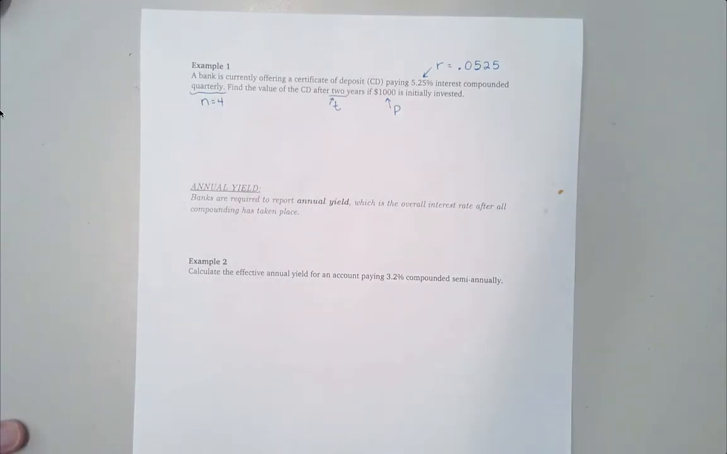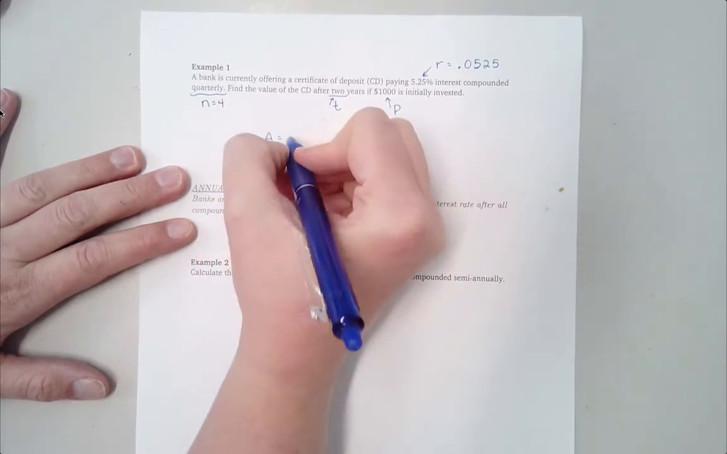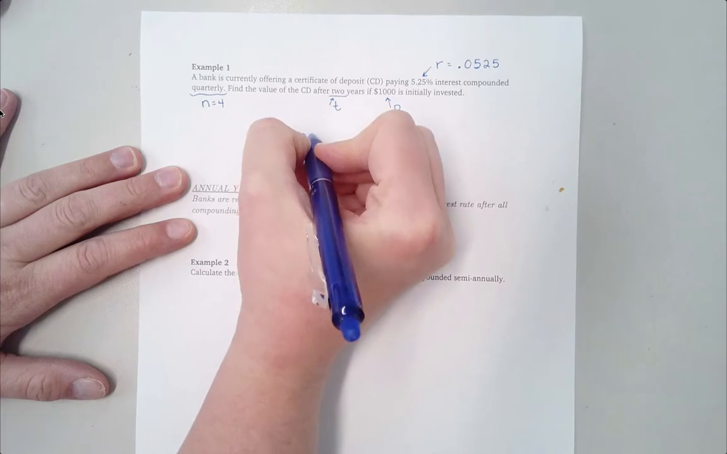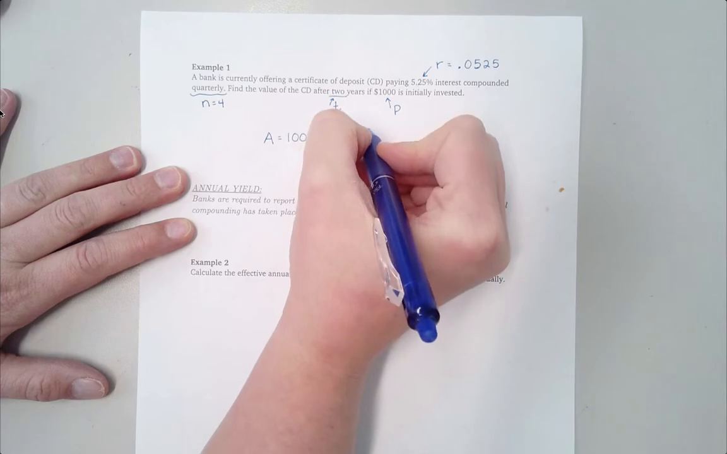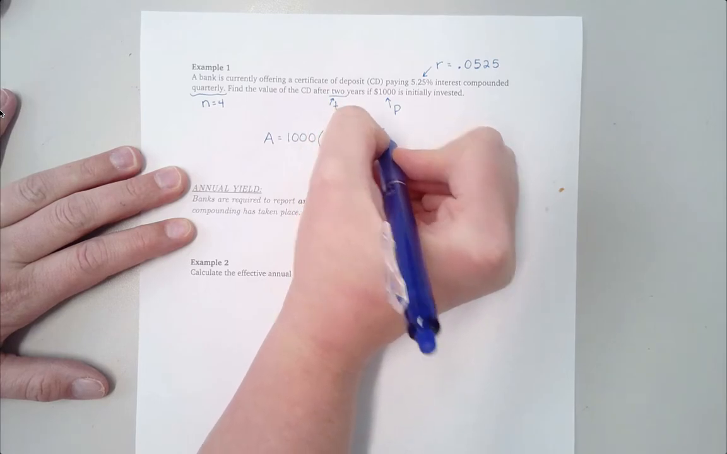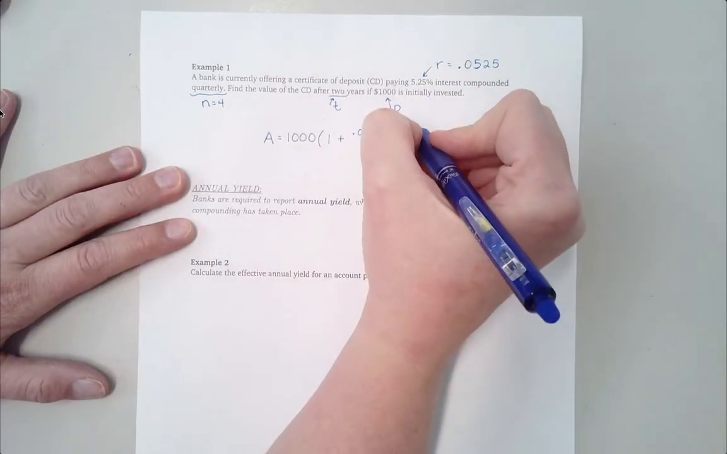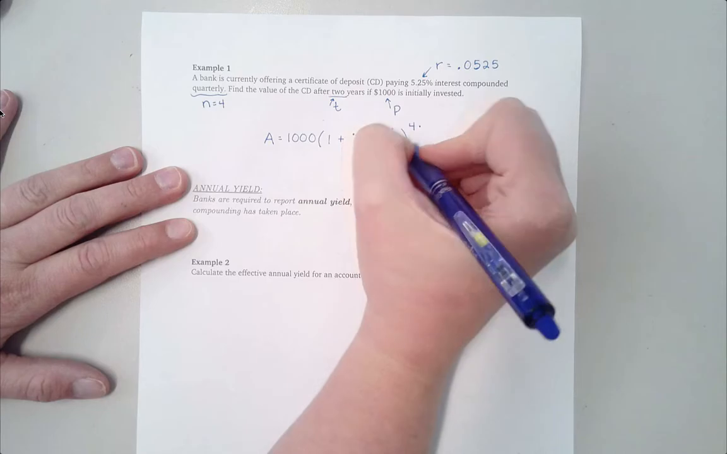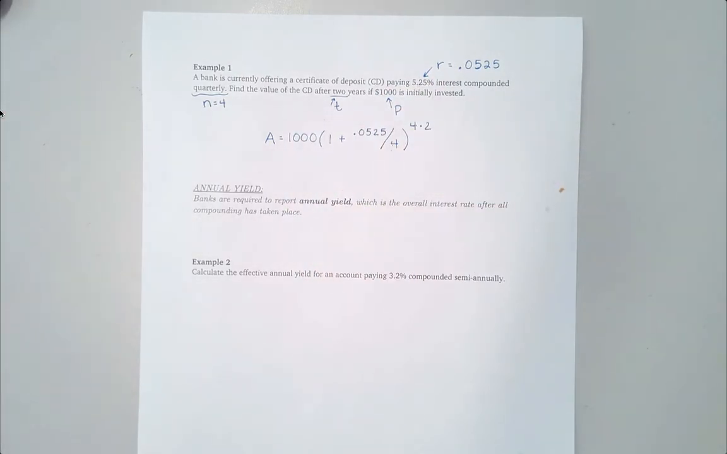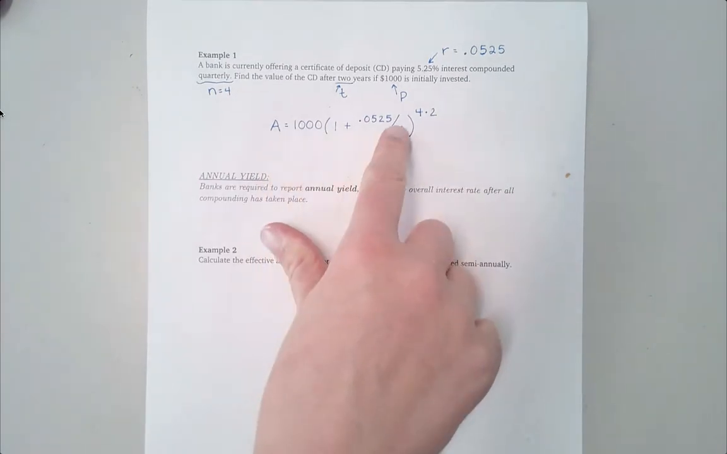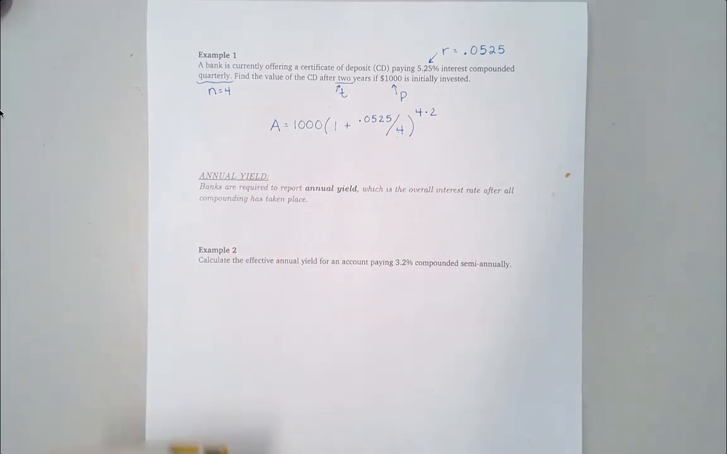So when I plug it into the formula, this is what it's going to look like. A equals P, which is 1,000, times 1 plus my R value, 0.0525, divided by 4, because it's being compounded 4 times a year, to the power of 4 times, notice these two numbers are exactly the same, times 2 for my time. I do want to see this written out on your paper for your homework, so I am expecting to see this formula set up written out on your paper.